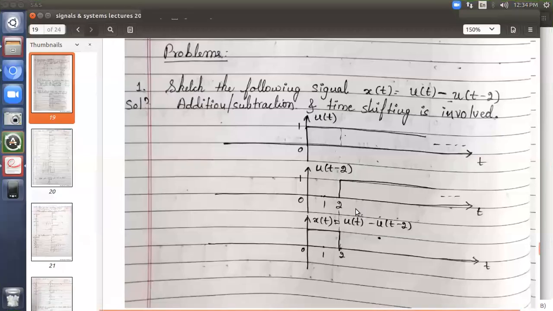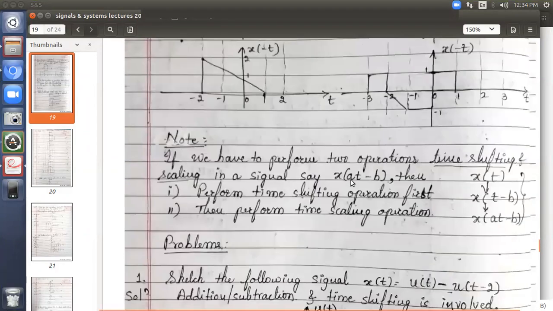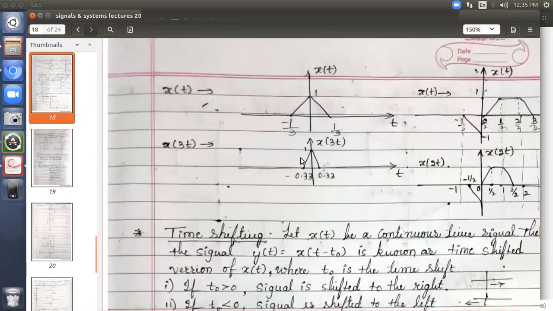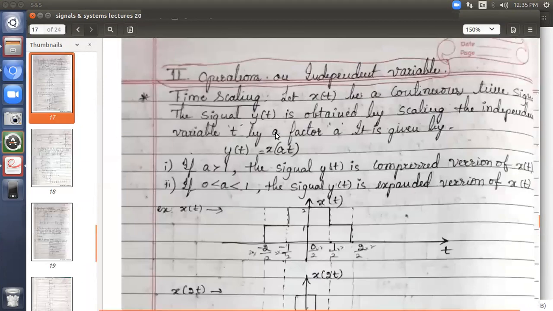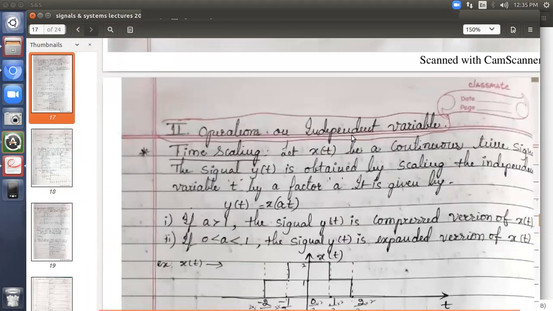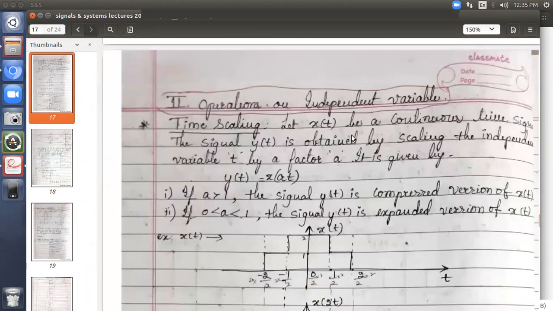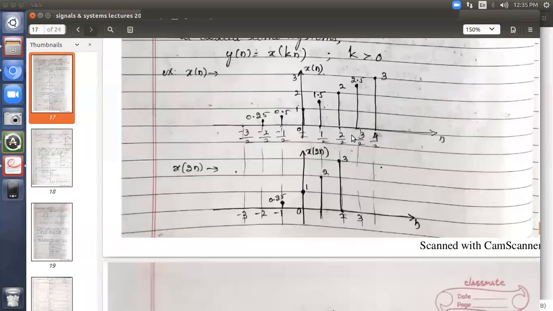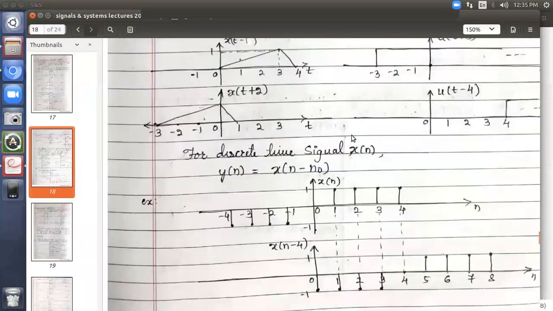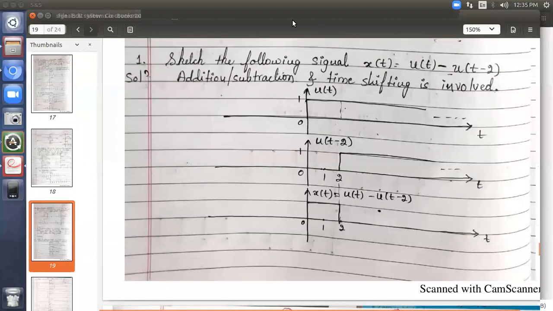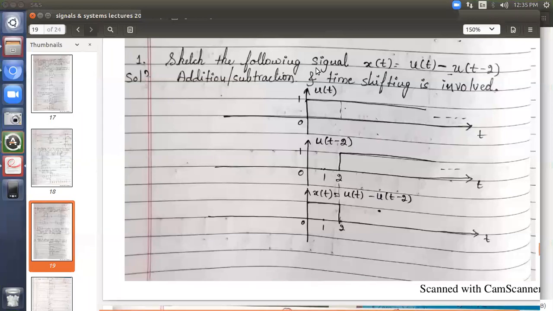Good afternoon, everybody. In the previous session, we discussed a few things regarding the operations performed on the independent variable, that is time scaling, shifting, as well as time reversal. Then we have seen a few problems. I think this problem I had solved already.